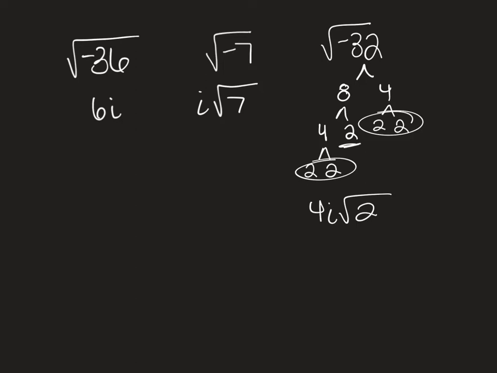You go to groups of 2. So 2 times 2 is 4.